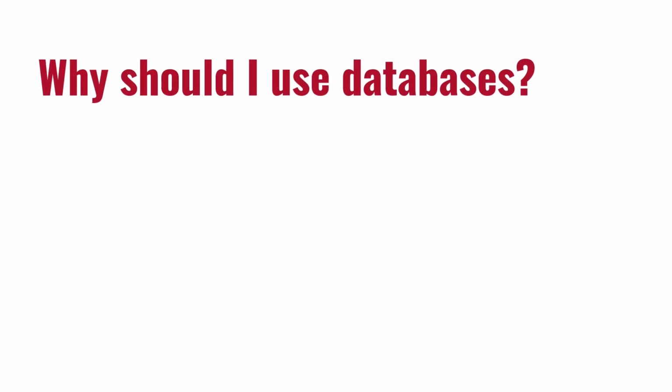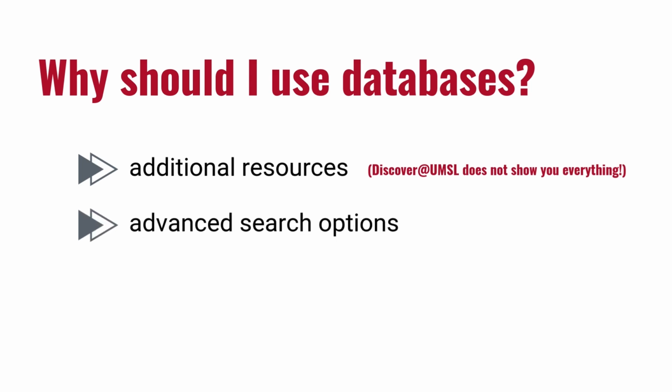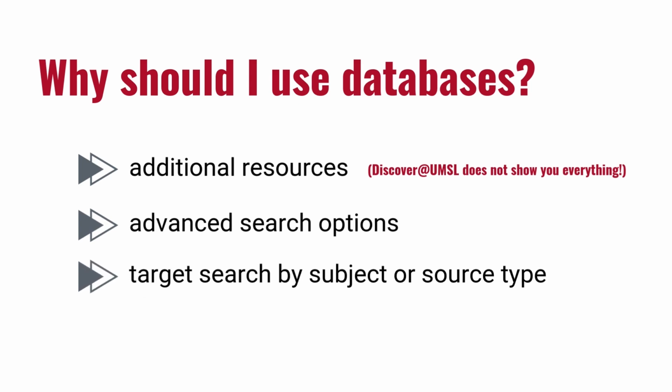Searching in a library database is useful for several reasons. First, databases provide access to additional resources that may not be included in the Discover at UMSL search on the library homepage. Second, many databases provide advanced search options that aren't available in the main Discover search. Finally, using a database allows you to target your search to a specific subject or source type.